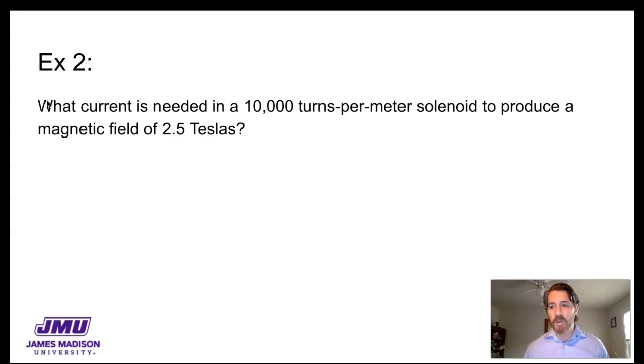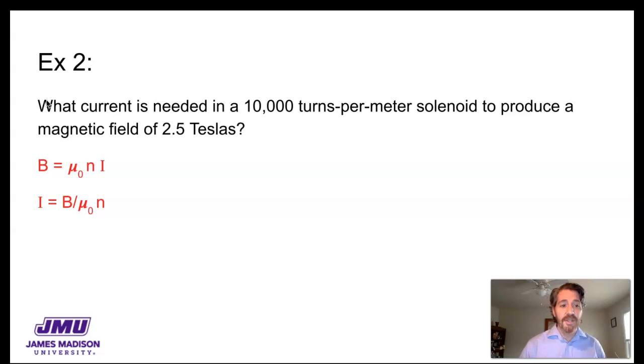An example of how a solenoid calculation works is like this. What current is needed, what amount of current in a 10,000 turns per meter solenoid to produce a magnetic field on the inside of the solenoid of 2.5 teslas? Well, the equation is that the magnetic field is equal to mu naught times lowercase n times current. If my lowercase n is given in terms of turns per centimeter or something like that, I would want to put it in terms of turns per meter.